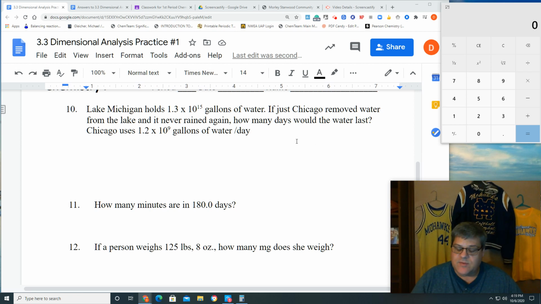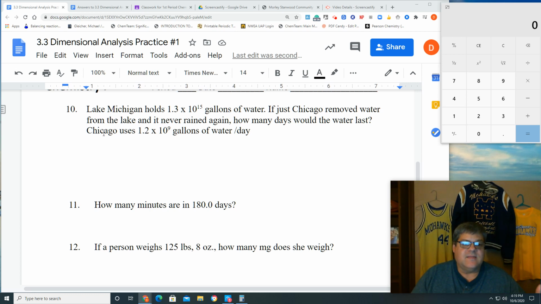We're going to stay with that 3.3 dimensional analysis practice sheet number 1, question number 10. When we read the question, it says Lake Michigan holds 1.3 times 10 to the 15th gallons of water. If just Chicago removed water from the lake and it never rained again, how many days would the water last?